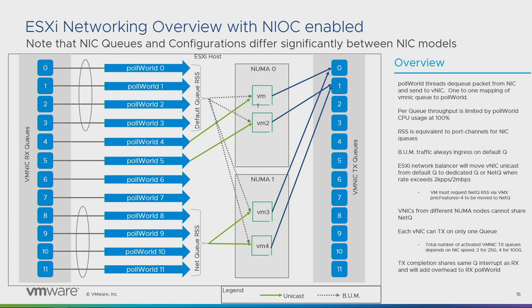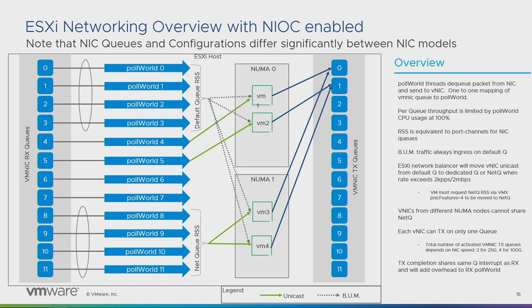So how do I get more throughput to my VMs? Most of you will be familiar with port channels on networking. Inside the ESX, on pretty much all NICs, we support this feature called RSS, or receive side scaling. It's the equivalent of port channels for NIC queues. So in this picture, I've drawn 2 RSS bundles. The first one is called default queue RSS, and the second one is netqueue RSS.